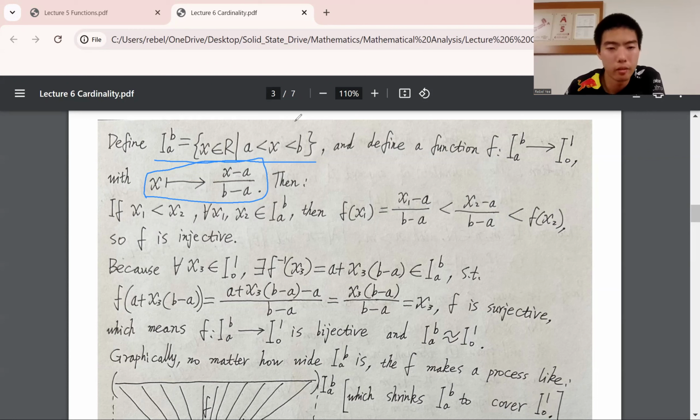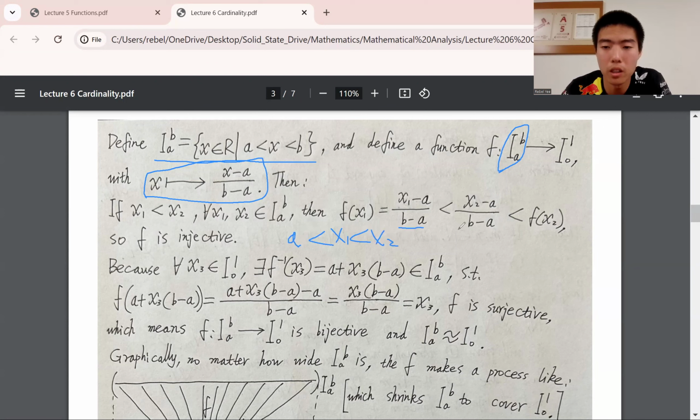Okay, and let's say x1, x2 belong to the original set here, and x1 is smaller than x2, which means x1 is not equal to x2. In this case, f(x1) is equal to this one, and it's smaller than this one, because x1, if it belongs to this set, is greater than a, and smaller than x2.